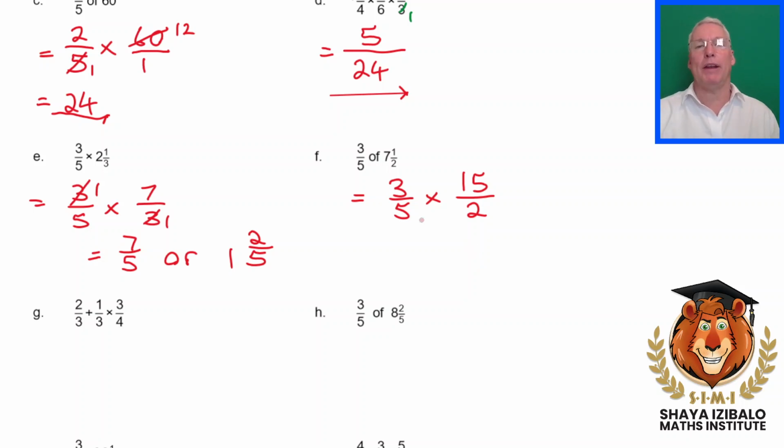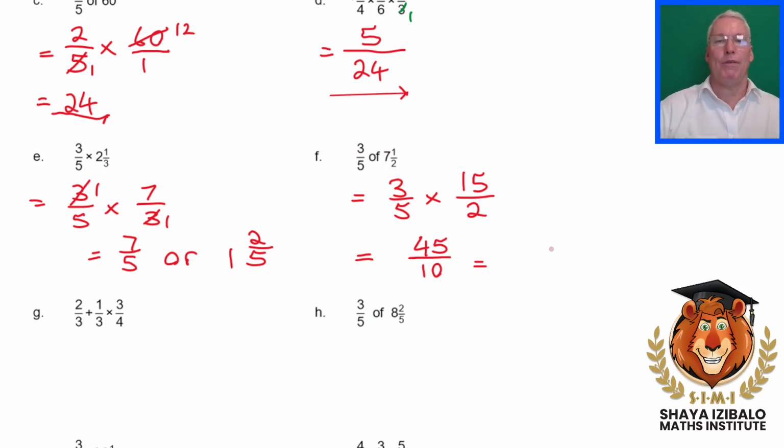All right, here what we're actually going to get, we're going to get 45. 3 times 15 is 45. And on the bottom, we're going to get 10. Now, this can simplify because these are both multiples of 5. 45 divided by 5 is 9. 10 divided by 5 is 2. 9 over 2. All right, 9 over 2 or 4 and a half. 4 lots of 2 is 8, so 4.5.